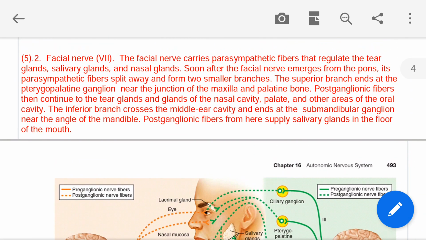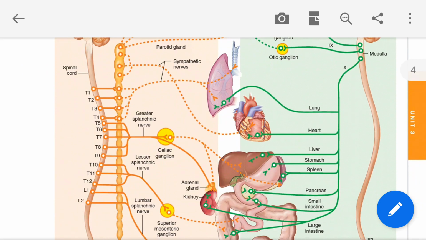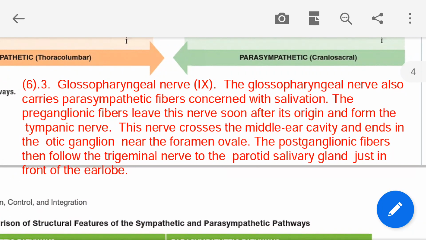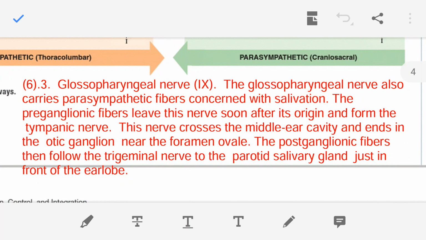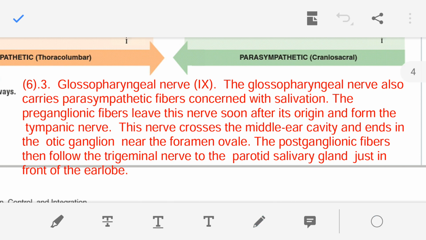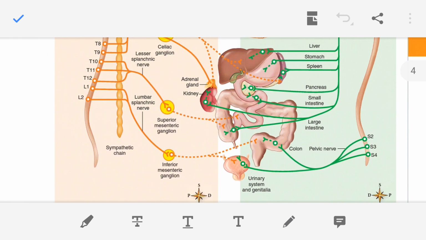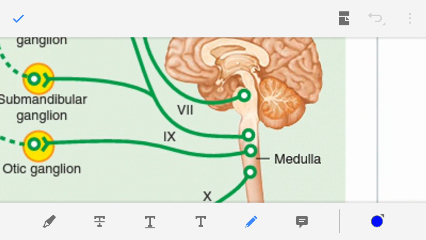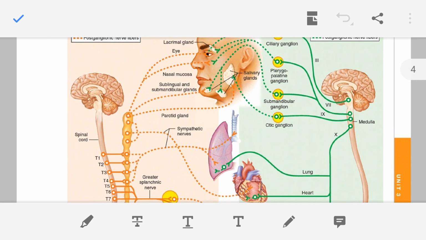Okay, now we are moving forward. Now the sixth point we are discussing, the glossopharyngeal nerve, nerve number 9. So this is the glossopharyngeal nerve.